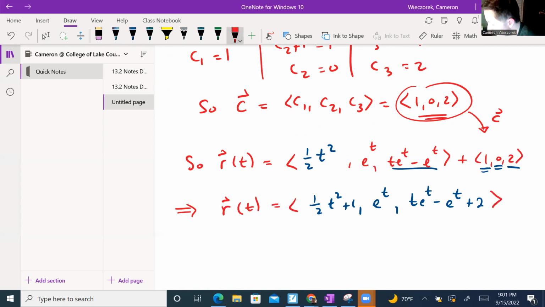Make sure all my pieces look good. That is our space curve. If you feel like graphing that for fun, that's a good exercise for yourself.